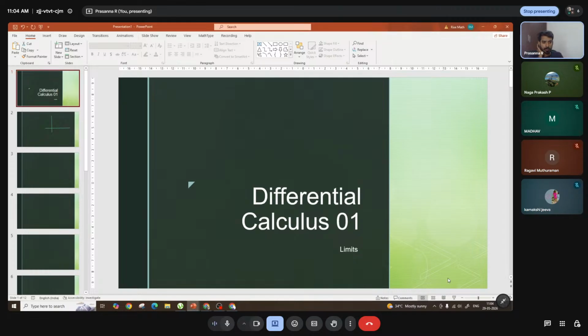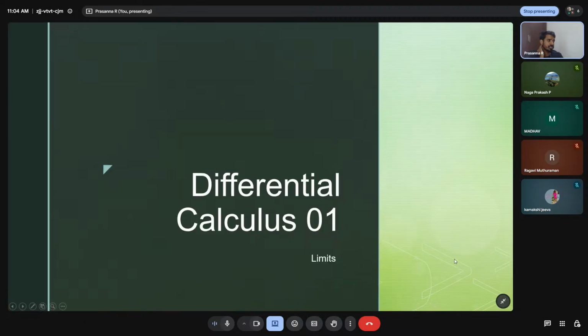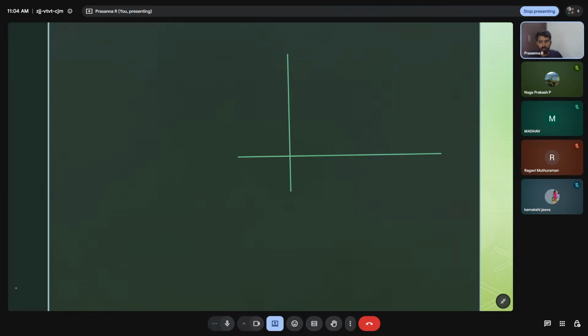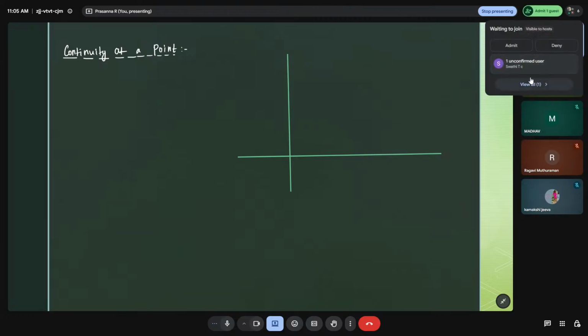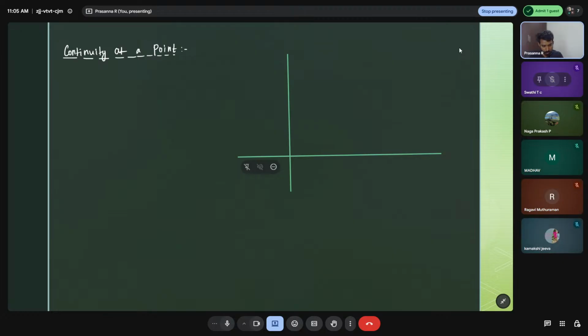So today I'm going to discuss continuity, right? Continuous function. I'm just extending the idea of limit. First we will define what is meant by continuity at a point. Continuity at a point. So we will define what is meant by continuity at a point first.